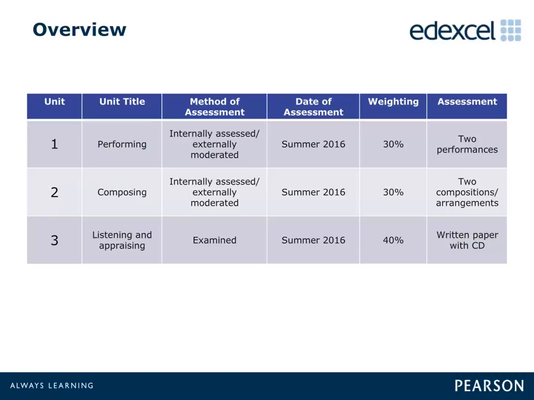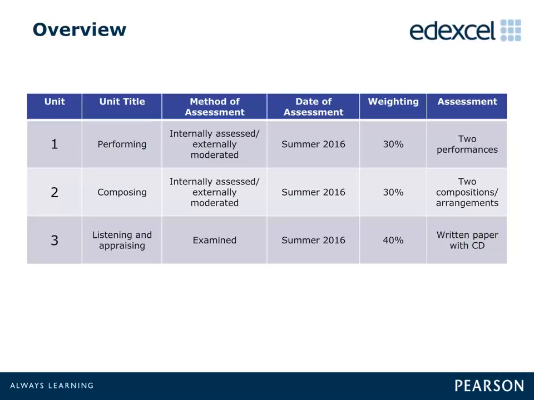The specification is divided into 3 units: performing, composing, and listening and appraising. The first 2 units are internally assessed and externally moderated. The third unit is examined in a written paper, which is sat sometime in May or June and is externally marked. Performing and composing are each worth 30% of the overall marks, and the written paper is worth 40% of the marks for the award.